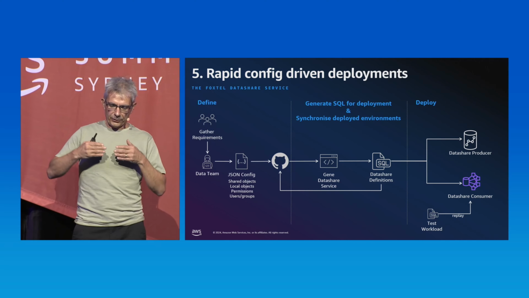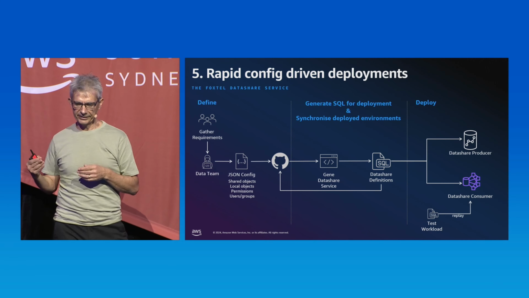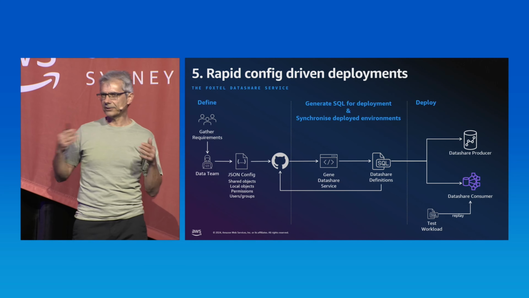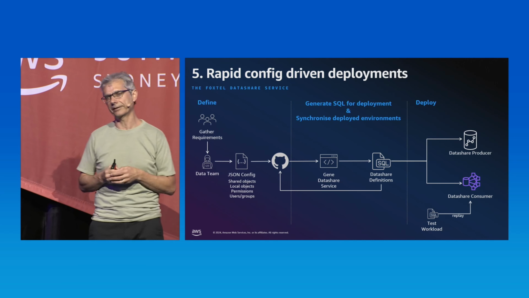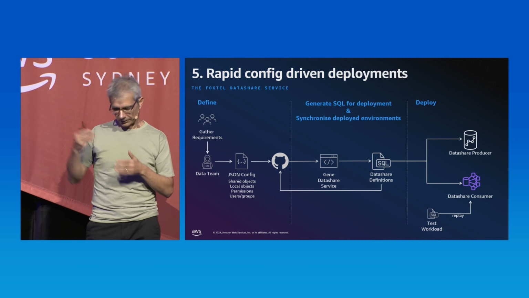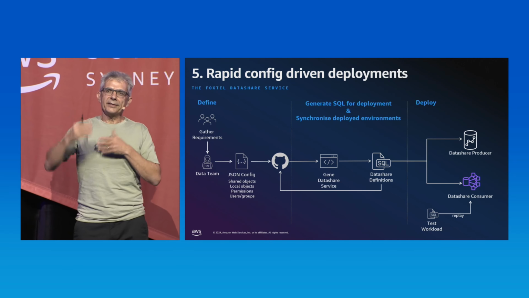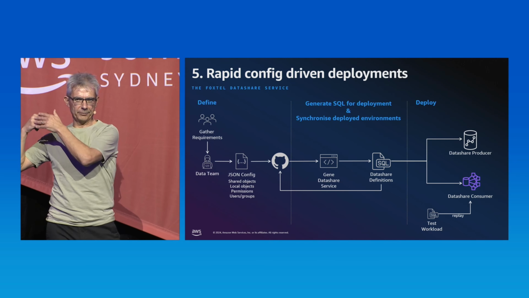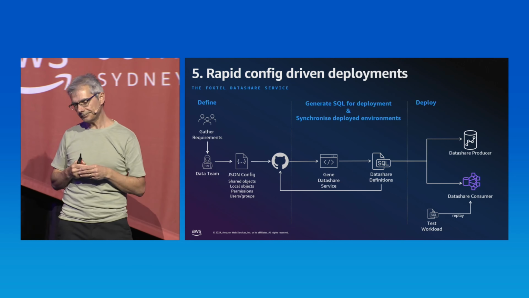Now, the way we solved these synchronization issues was to create a data share service. This data share service takes as input a single configuration file, and this configuration file defines the complete data sharing environment, everything within the data sharing environment. It's created by a member of the data team who gathers the requirements, and once it's been merged and reviewed, the data share service generates all the SQL to create and deploy that environment amongst the producer and consumer clusters.